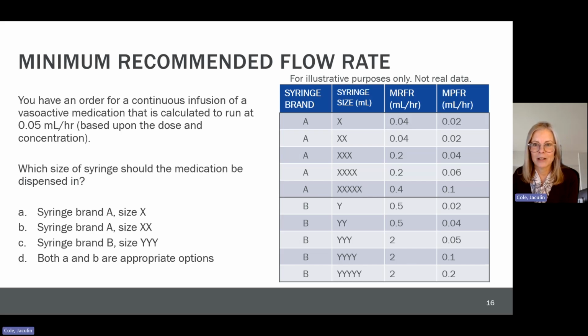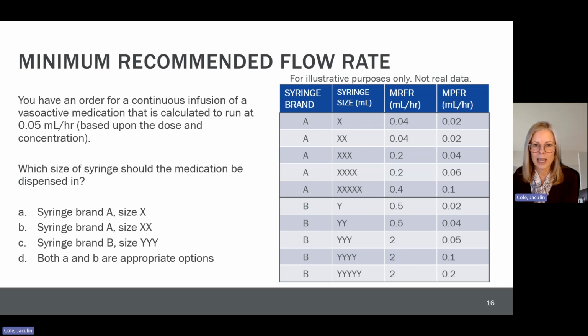So as you're deciding which syringe it should be dispensed in, the first thing to decide is, should this infusion run at or above the minimum recommended flow rate? In this case, as we mentioned previously, this is a vasoactive continuous infusion, so the answer is yes. So we should concentrate then on the minimum recommended flow rate column, and we don't even need to look at the minimum programmable flow rate. So if our desired rate is 0.05 milliliters per hour, we want to look for the minimum recommended flow rate that's below the rate of 0.05 milliliters per hour.